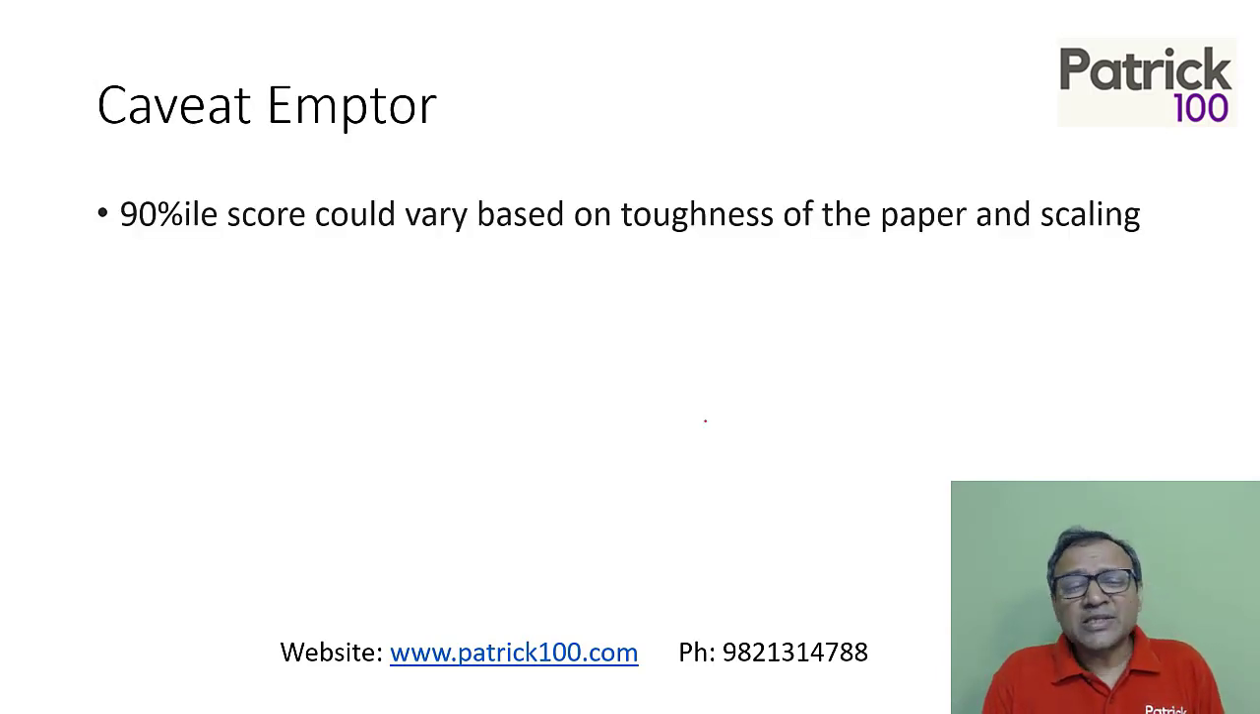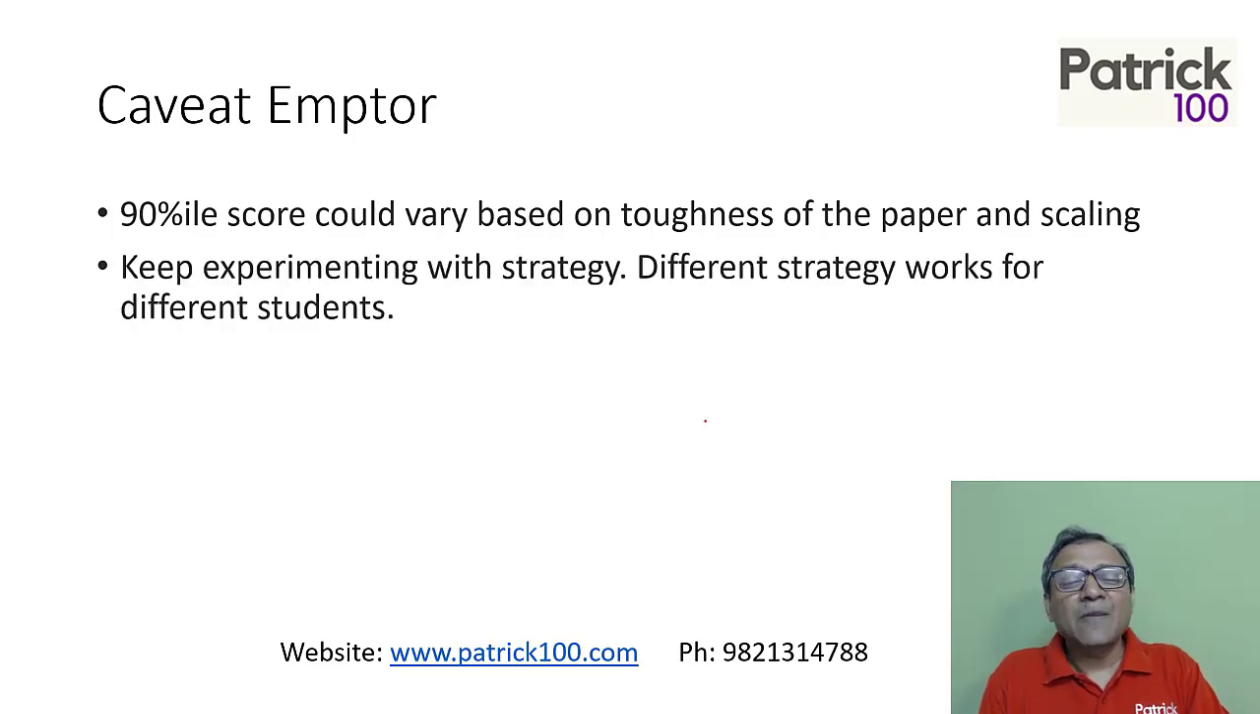Caution: the 90 percentile could vary from paper to paper. If the paper is tough, you can get a 90 percentile with even fewer questions. If the paper is easy, you may require more questions to score a 90 percentile. So go with the flow of the paper. If you find a paper tough, ensure that you get one set correct. If you find a paper easy, try to push for a second set. That's it.